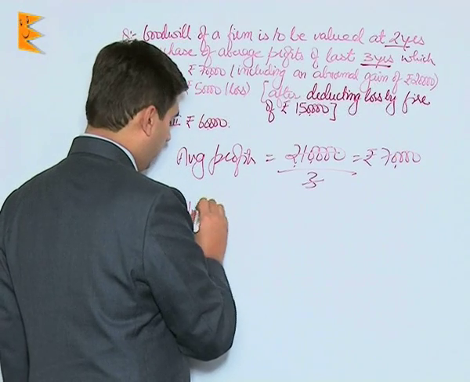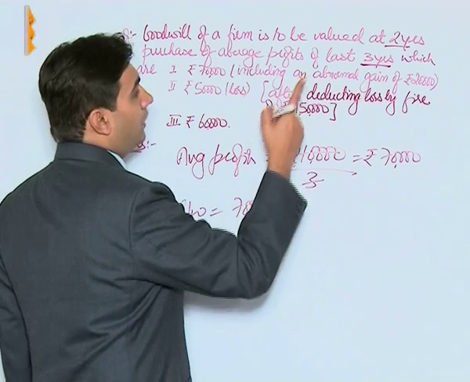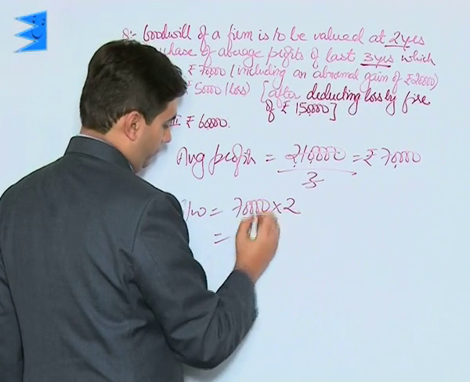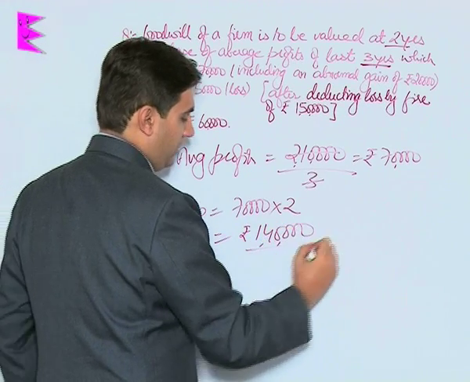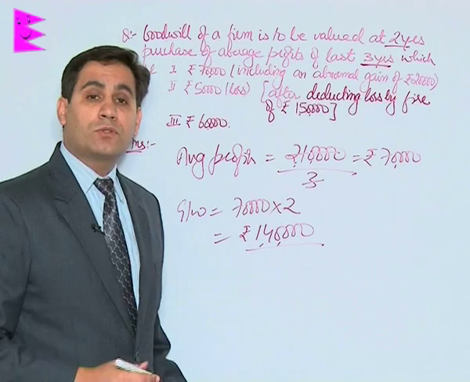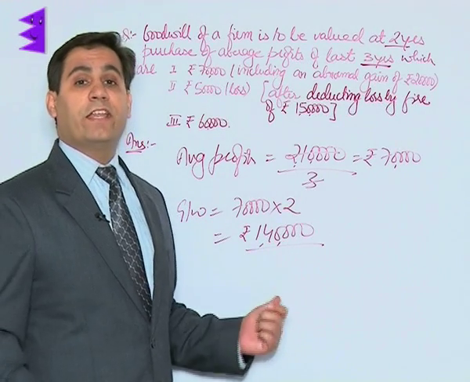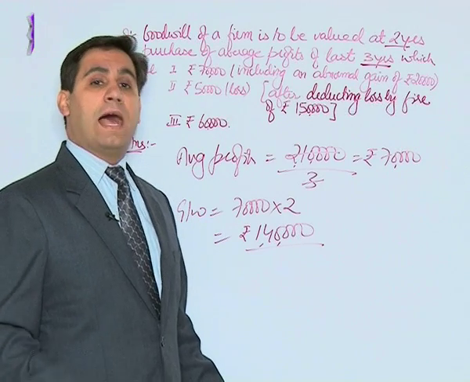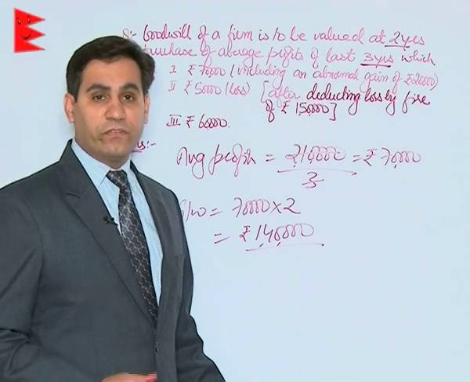and goodwill of the firm would now be equal to 70,000 into years of purchase 2, that will be equal to rupees 1,40,000. So now students, it is very clear that in case of the average profit method, in case any non-operating items are given to you, they have to be adjusted and operating profits are to be arrived at for the purpose of calculation of goodwill.